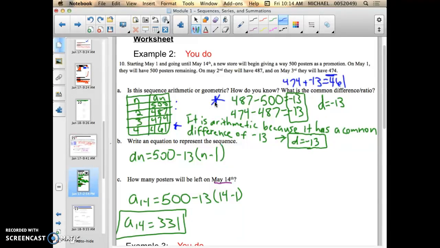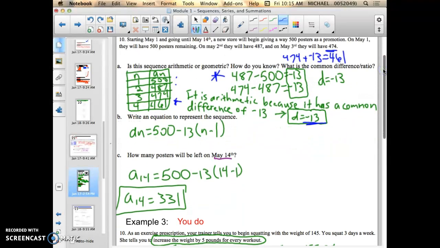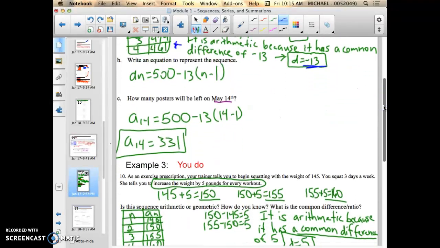That's part A. Part B, I wrote up my explicit formula. The first term, a sub 1, 500 minus 13. Again, I put minus 13 because my difference is negative. So minus 13, you could do plus a negative 13, but I want you to clean it up. Times n minus 1 to finish out the explicit formula.